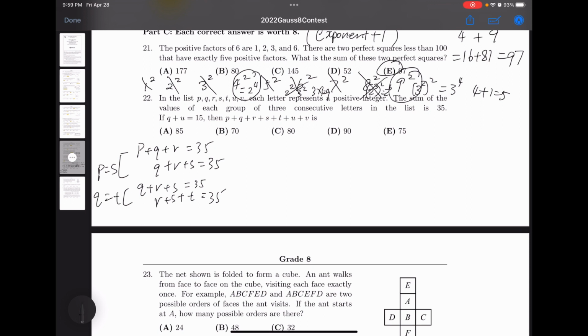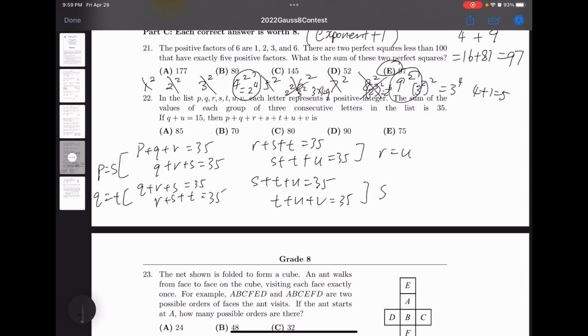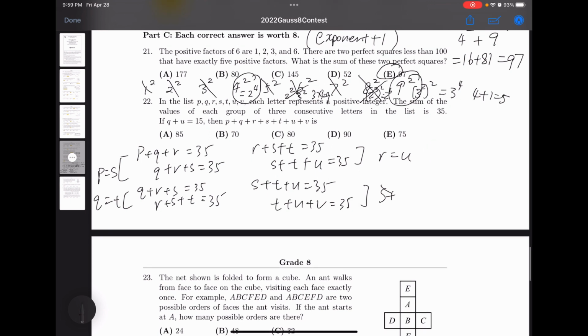Then we have R plus S plus T and S plus T plus U, and R equals U. The next one is S plus T plus U equals 35, and T plus U plus V equals 35. That means S equals V.